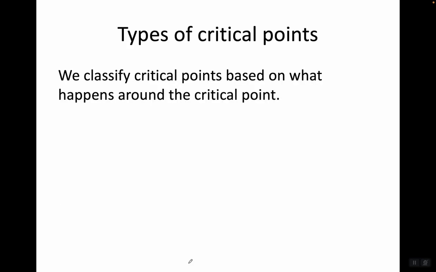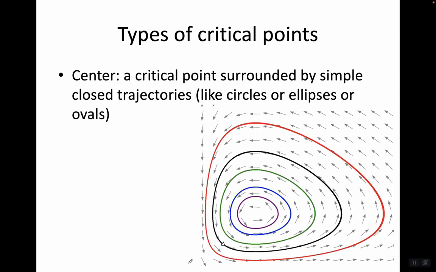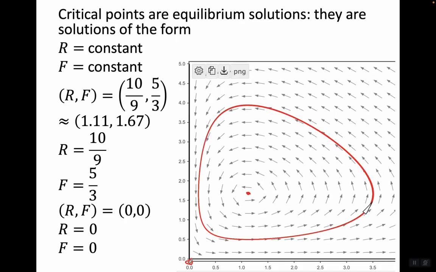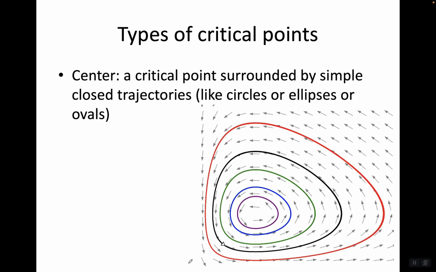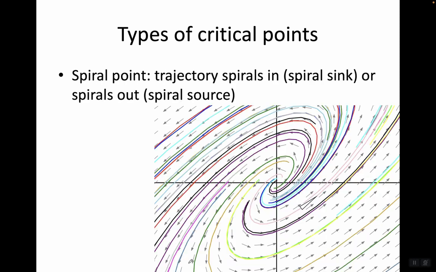Now we classify critical points based on what happens around the critical point, not at the critical point. We know nothing's happening at the critical point, it's just staying there. So the ones we've been looking at, like these over here, those critical points are called centers. A center is a critical point surrounded by simple closed trajectories, like circles or ellipses or ovals.